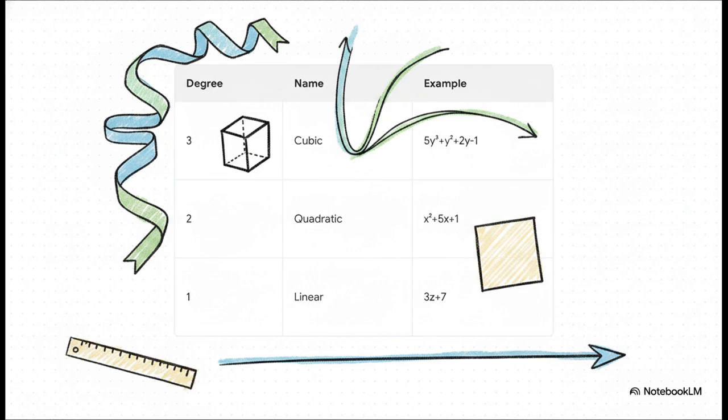Let's look at the table. If the highest power is 3, like in the example 5y cubed plus y squared plus 2y minus 1, we call the whole shebang a cubic polynomial. If the highest power is 2, like x squared plus 5x plus 1, well, we call it a quadratic polynomial. And if the highest power is just 1, like 3z plus 7, where that z effectively has an invisible 1 as its exponent, we call it a linear polynomial.